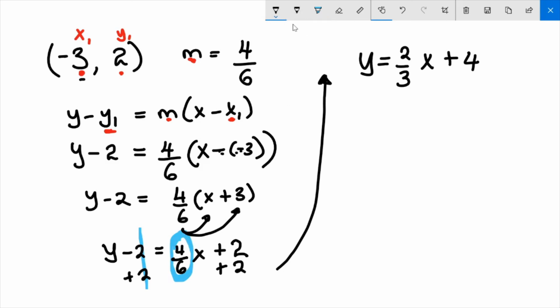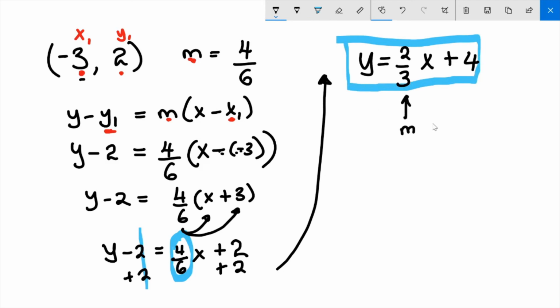And this is the form of y equals mx plus c. Because the slope here is 2 over 3, that is m, and this is c. So y equals mx plus c. Quite easily done.